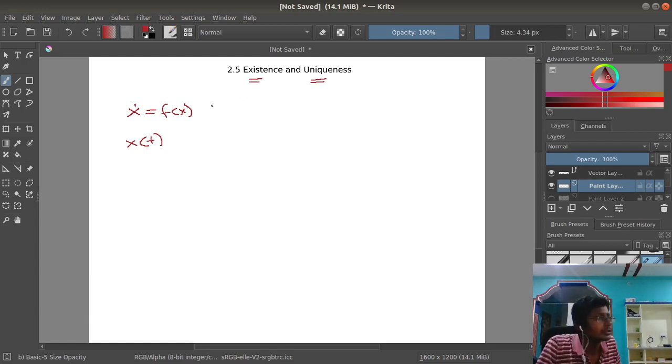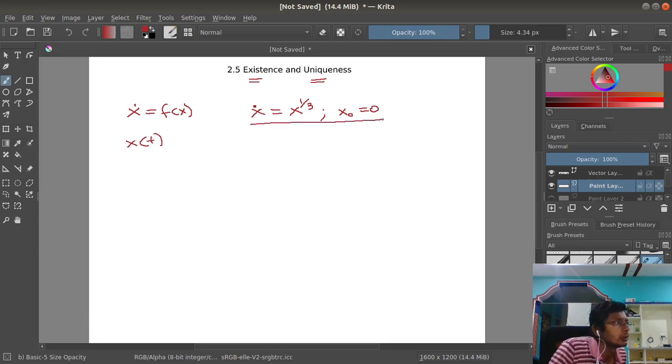So first we will see an example. Let's say x dot is equal to x to the power of 1 by 3, and this is a Gaussian differential equation, with the initial condition x naught equal to 0. Now for this case, what is the solution?